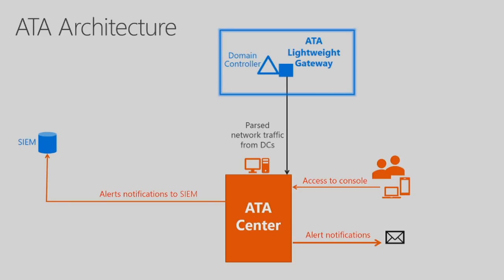And these gateways come in two varieties. The first one is a lightweight gateway. This is a service that runs directly on your domain controller. It's looking at the network traffic going in and out of the domain controller. It parses it. It does name resolution on the IP addresses we see. It also automatically collects certain Windows events from your domain controllers that are important to us for our detections.